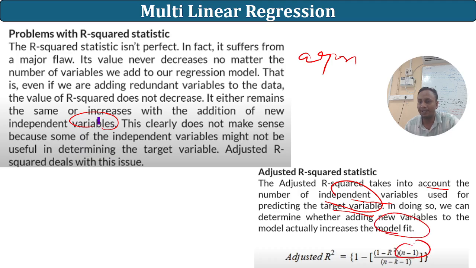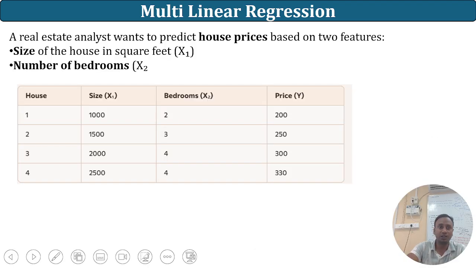So this is going to be n minus 1 over n minus k minus 1. N is the number of samples we have, and k will be the number of independent variables. So the formula changes here. In the case of multi-linear regression, it becomes the adjusted R square.